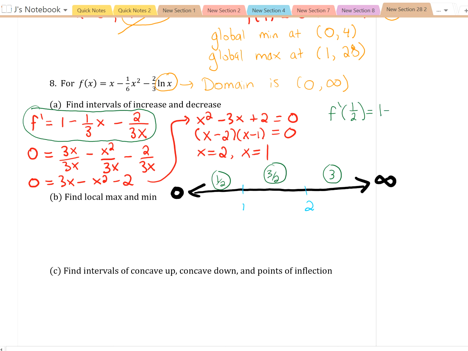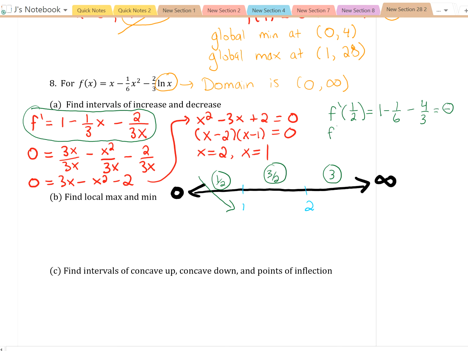1 minus 1 over 6, 1/2 times 1/3 is 1 over 6. And then plug in 1/2 into the third piece of the derivative, 2 over 3x. So we'll have 2 over 3 times 1/2. That'll be 4 over 3. Okay, and 4/3 is larger than 1. So just without the 1 minus 1 over 6, 1 minus 4/3 is negative. Then you further subtract 1 over 6 from it, it's even more negative. So in this first region, the function is decreasing.